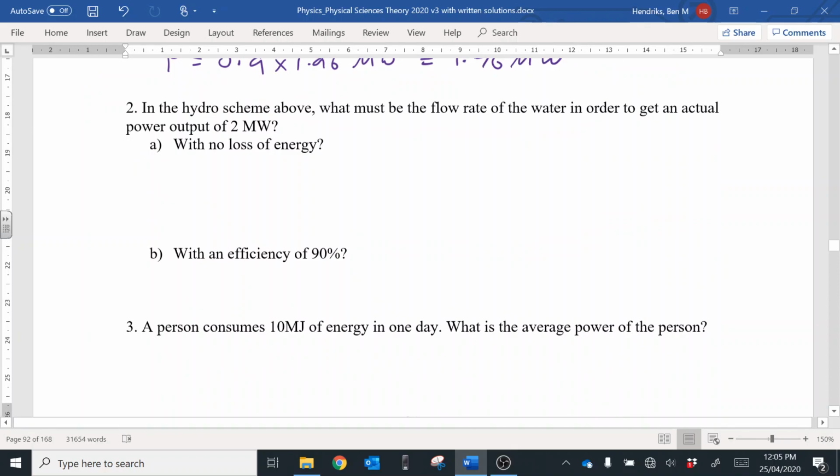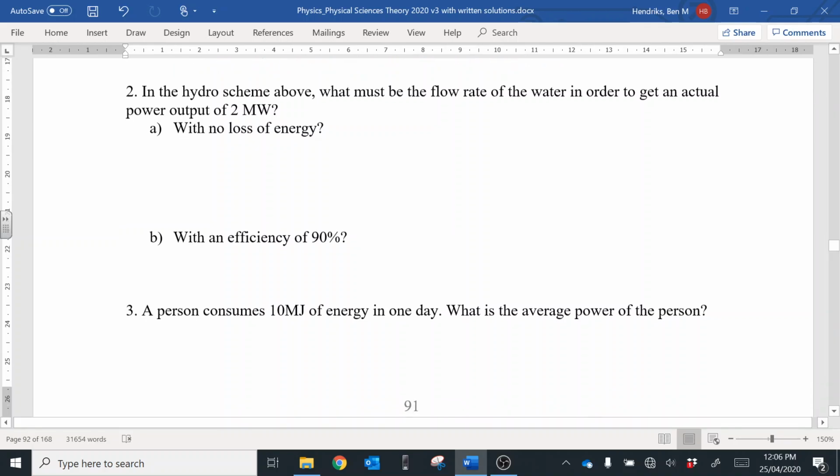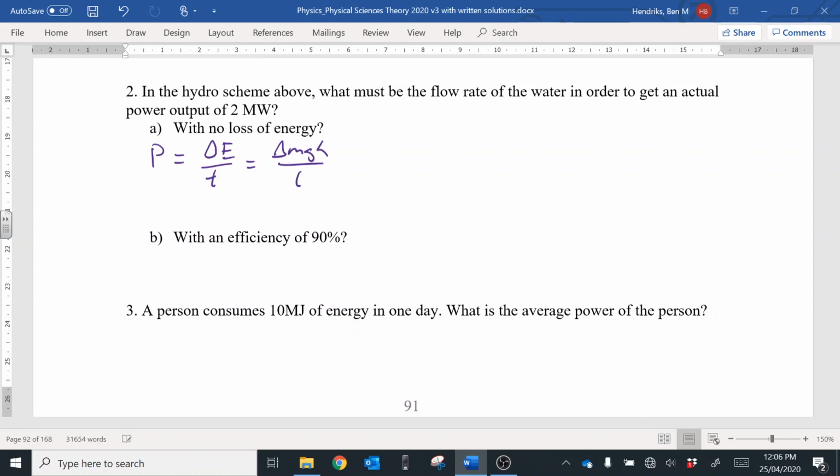In the hydro scheme above, what must be the flow rate of the water in order to get an actual power output of 2 megawatts? We can again start with P is equal to change in energy over time, which is equal to the change in potential energy over time. They've given us power is equal to 2 megawatts, so 2 times 10 to the 6 is equal to change in mass times 9.81 times 200 over time.